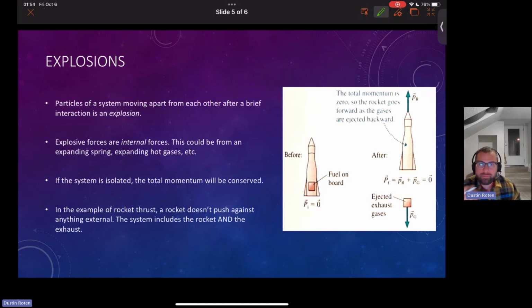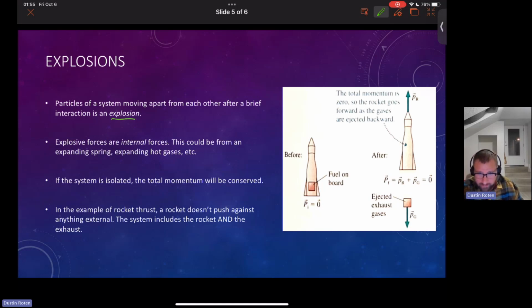Now let's talk about the opposite of a collision. We'll do an explosion problem. So particles of a system moving apart from each other after a brief interaction is an explosion. We talked about this definition in the last lecture. Explosive forces are internal forces. So this could be from an expanding spring, like in the problem two problems ago when we had the two balls that flew apart. That's kind of an explosion, an internal expanding spring. We also have expanding hot gases, and this is actually where we get thrust from in rocketry.